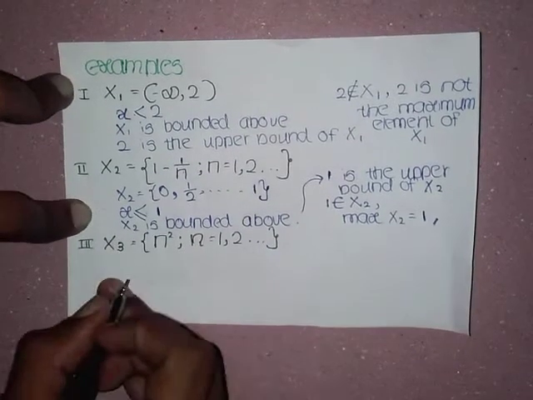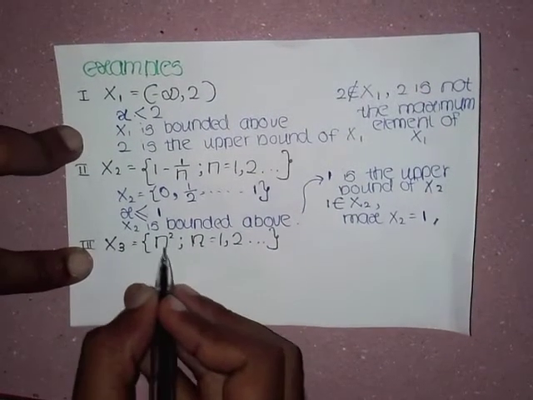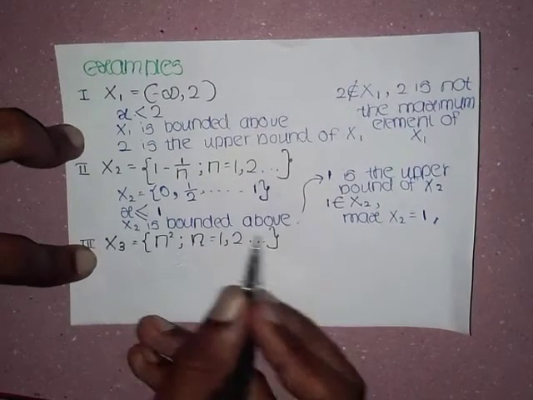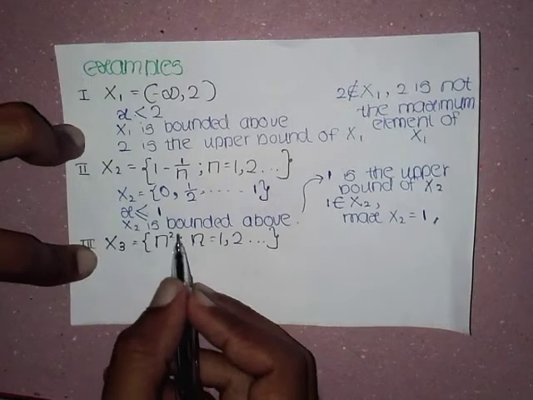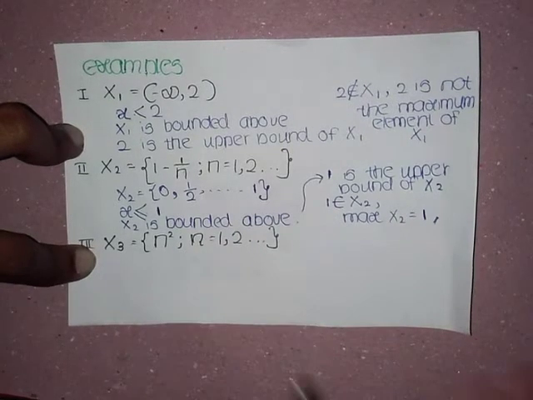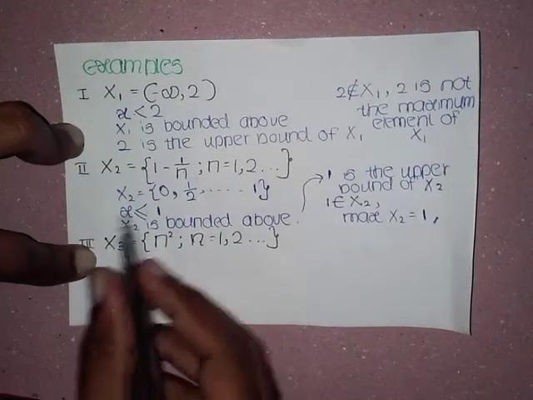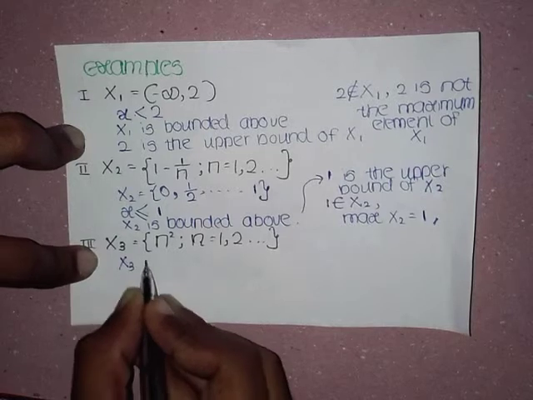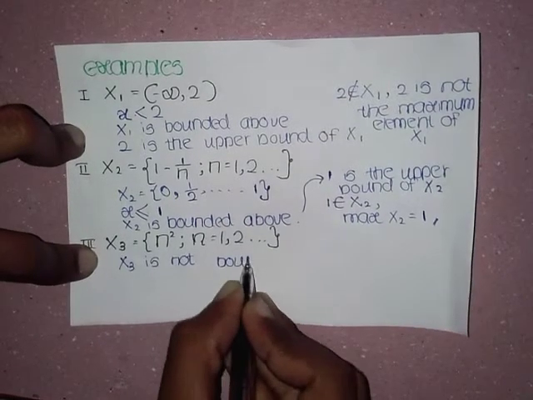Okay, let's take the next example. X3 equals n square for n equals 1, 2, and so on. Here clearly we can see there is no limit for this set, because n square goes to infinity. So here clearly we can tell X3 is not bounded above.